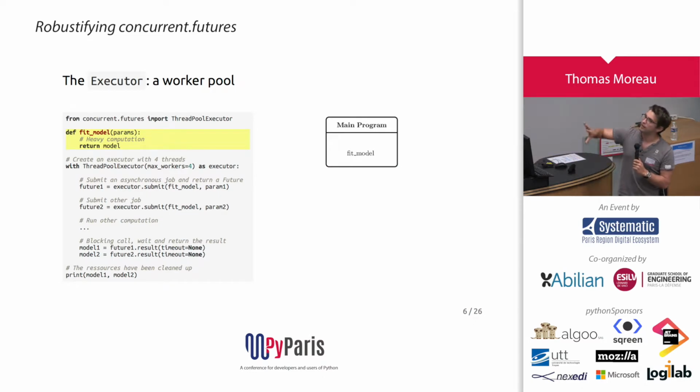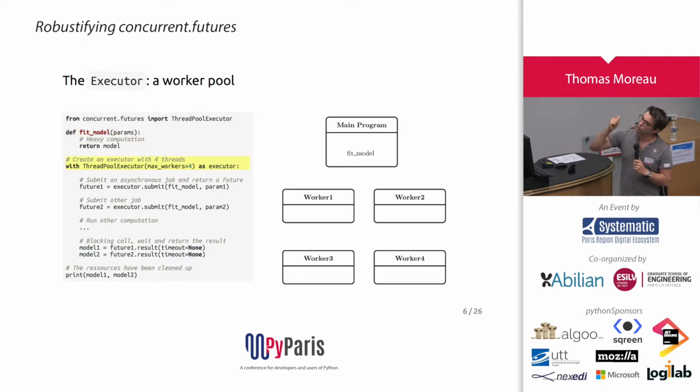So let's see a bit more what is happening internally when we run the code with the API. Basically, when you define your function, you're just defining the function in your main program. Then when you instantiate your executor, under the hood you are spawning 4 workers. Workers are threads, but could also be processes, as we will see.